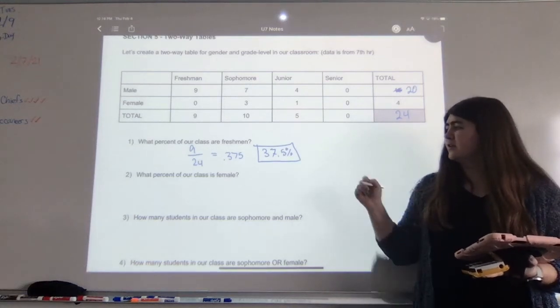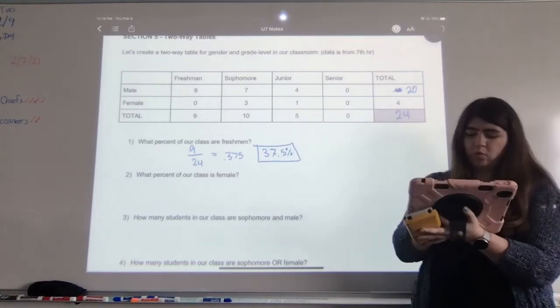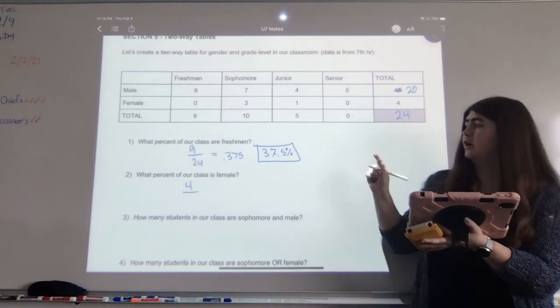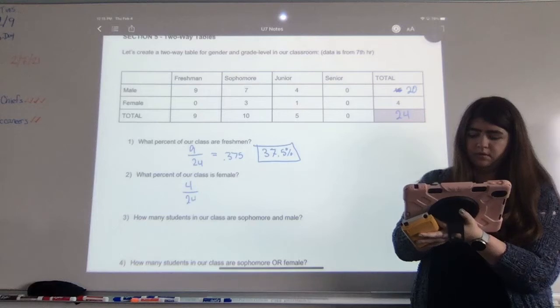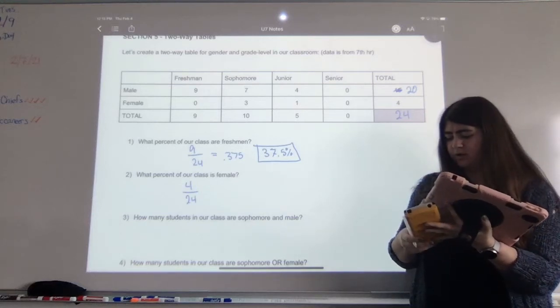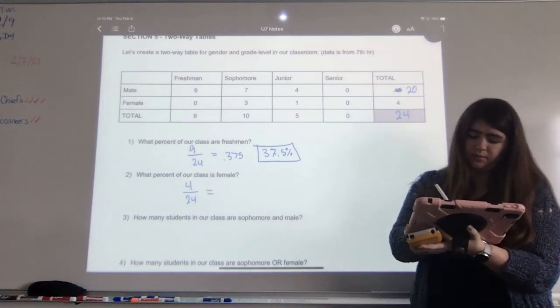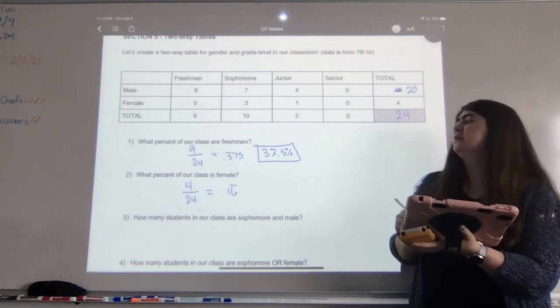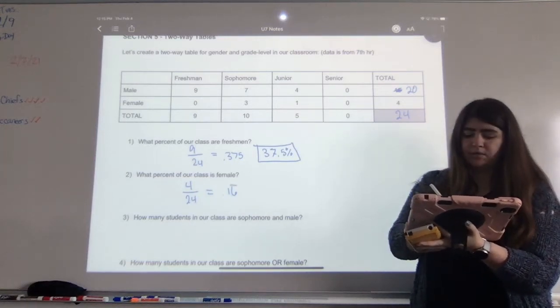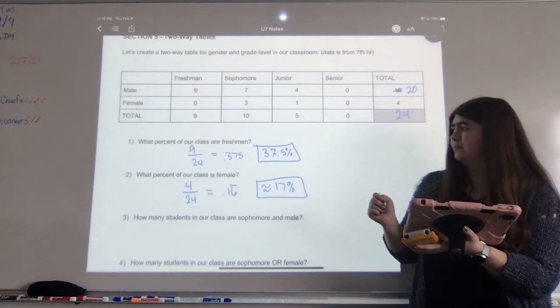Number 2, what percent of our class is female? So we need our total female count, which is 4. And we again are looking out of the total number of students in that class, which is 24. 4 divided by 24 gives me 0.16 repeating. So 0.1, and that'd be 6 repeating really. So it looks like that, which means that it's about 17%. So about 17% of my 7th hour is female.